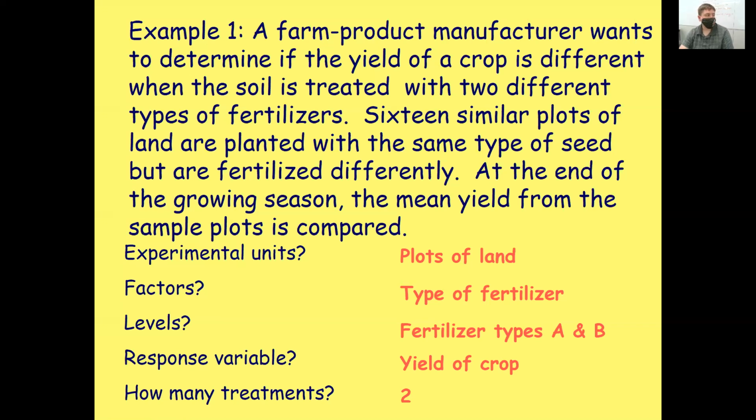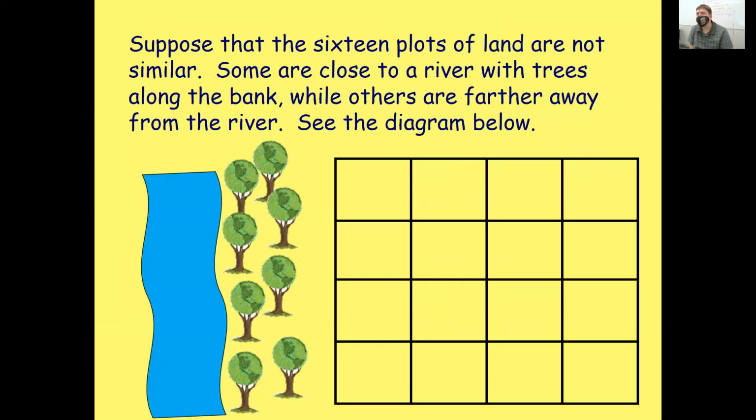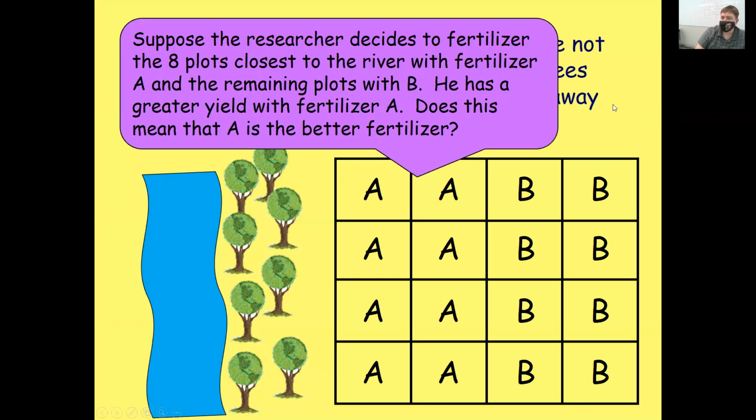All right, let me show you guys the plot of land so you know visually what I'm looking at. Everybody got these answers written down? All right, so here's our nice fancy plot of land. We broke it into 16 equal squares, 4 by 4. We have a river on the left with some trees, and then there's our plot of land. So suppose the 16 plots of land are not similar. Some are obviously close to the river with trees, others are far away from the river. If I were to be lazy and not randomly assign it, this is what I might accidentally do.